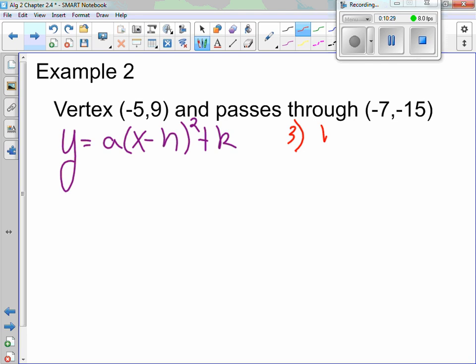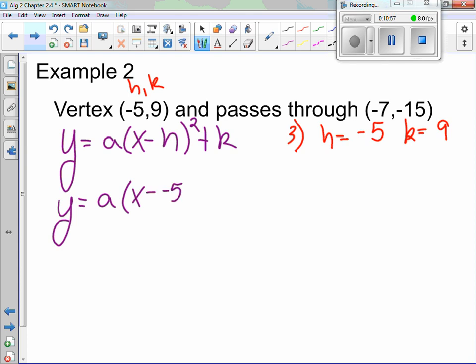Part 3, we know that h is equal to what? Negative 5, and k is 9, because the vertex is (h, k). We can plug those into the general equation and get y equals, well, we didn't know a, but I know a times (x minus negative 5) squared plus 9. Because we plug in the values of h and k. And that there's our step 4.